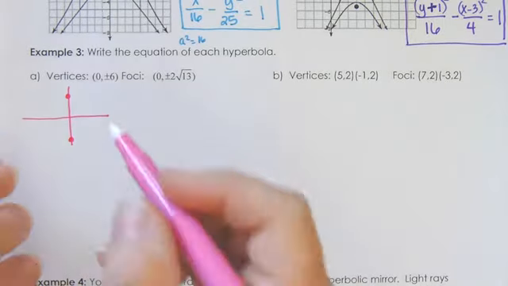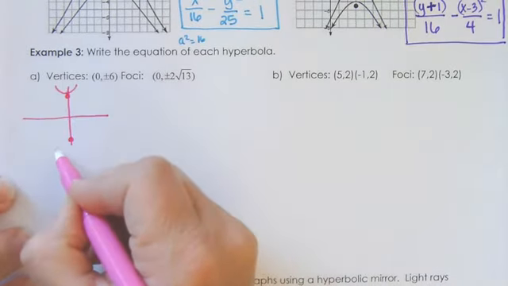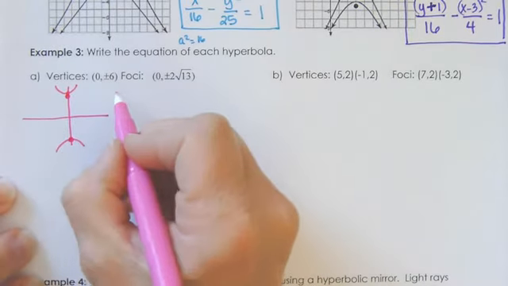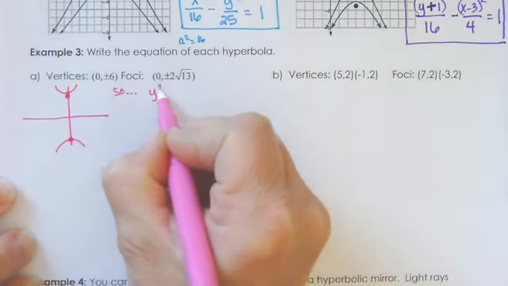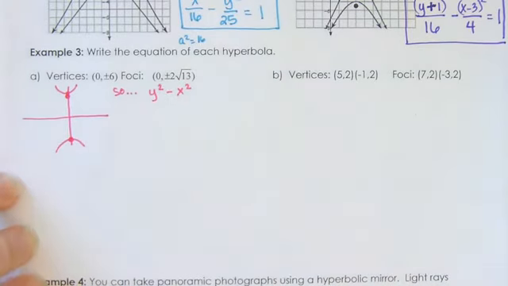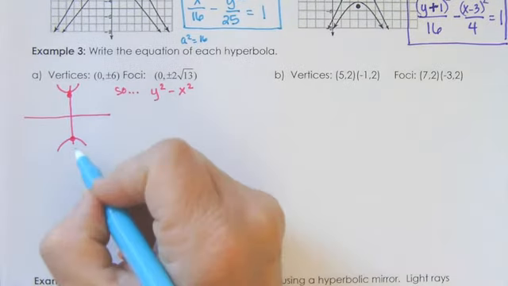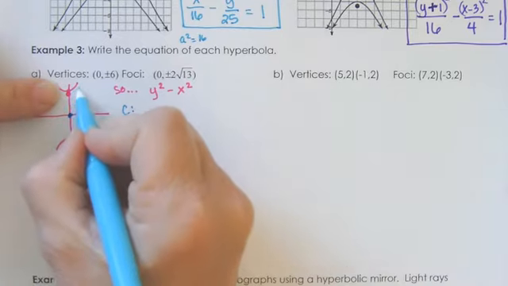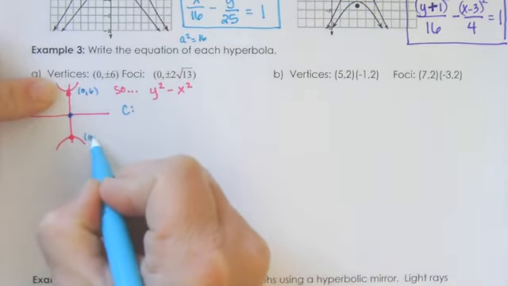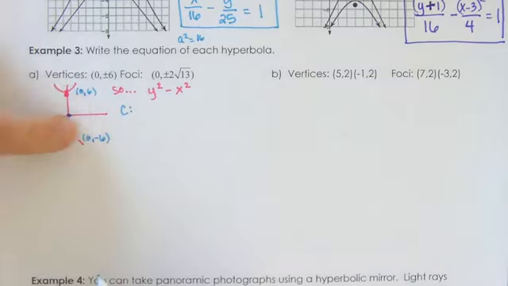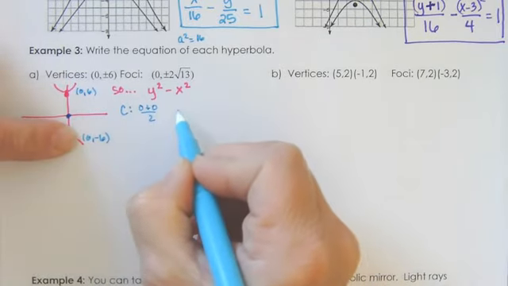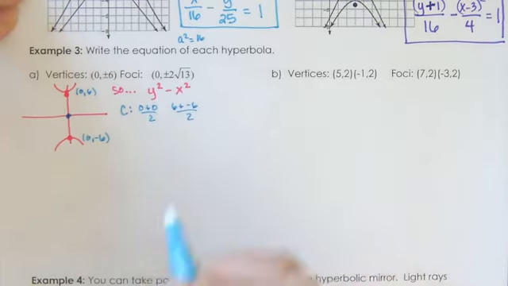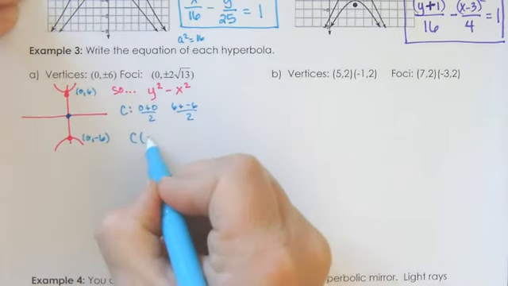I know then, that since those are the vertices, this is going to open up and down. So I know that this is going to have to be a y squared minus an x squared problem. I need the center. The center is going to be in between those vertices. So this one's pretty easy. You can just look at it and see that it's at 0, 0. But if not, remember this was at 0, 6, and this was at 0, -6. You could do the midpoint formula. Add the x's, divide by 2, add the y's, divide by 2, which of course is just going to give you 0, 0.